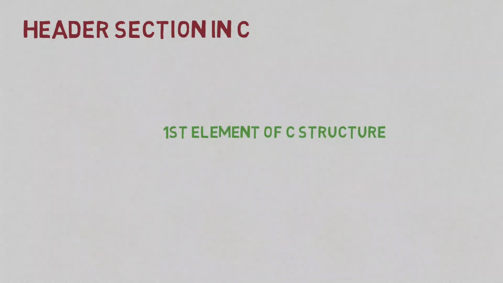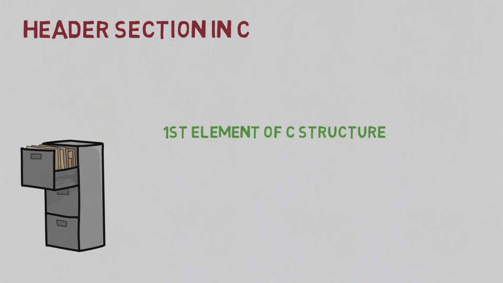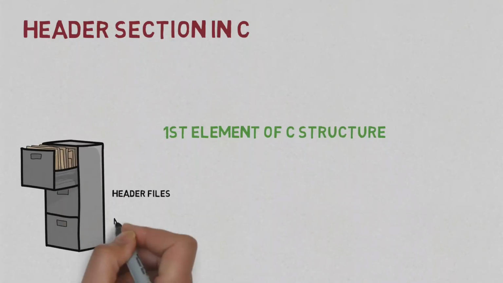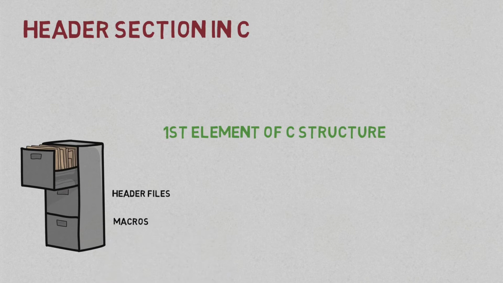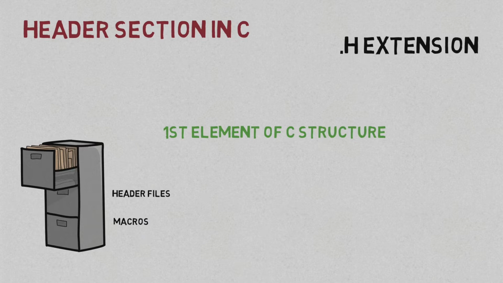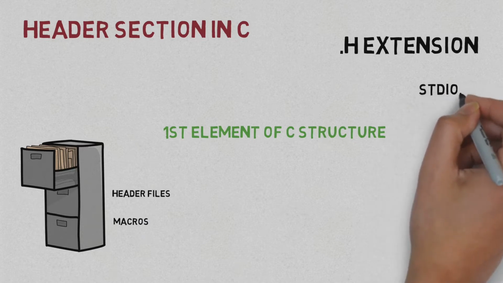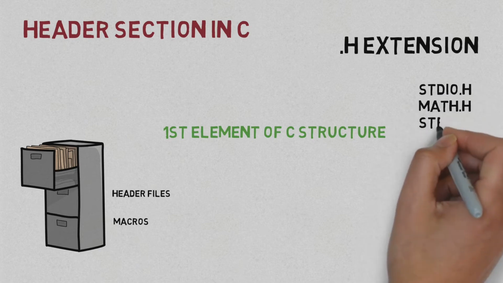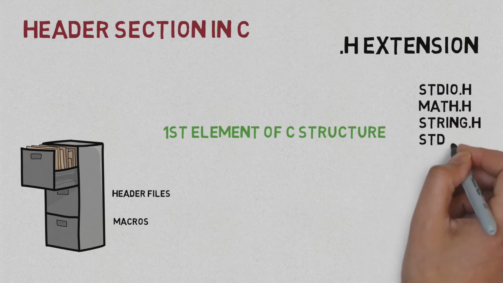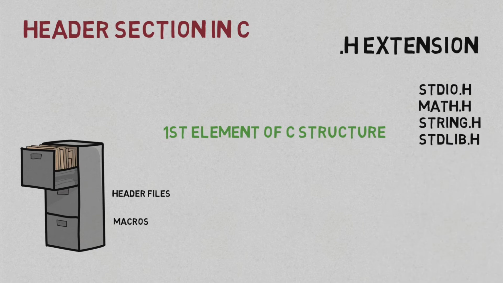The header is the first section of the C program, which includes all the header files and macros which are required in the execution of the following program. Files which we have used with the .h extension are all header files. That means stdio.h, math.h, string.h, stdlib.h. These are all header files. To use these header files in our current program, we use the #include directive. The header is the first and most important element of the C program structure.